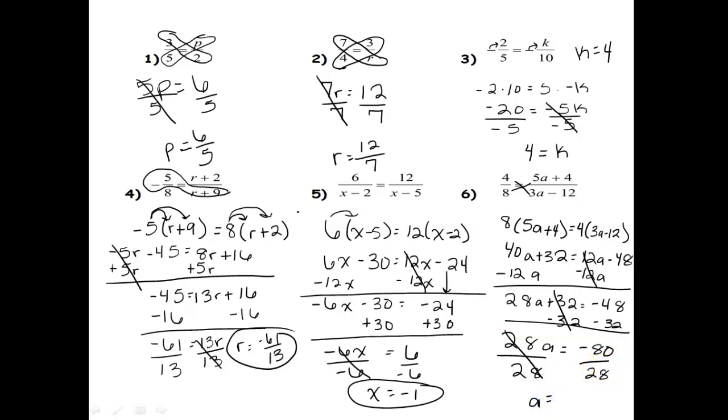Now, negative 80 over 28 does reduce to negative 20 over 7, so make sure you know that. 4 goes into both 80 and 28. 4 goes into 80 20 times. 4 goes into 28 7 times. All right, let's move on to our word problems.